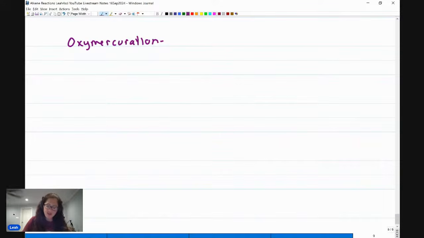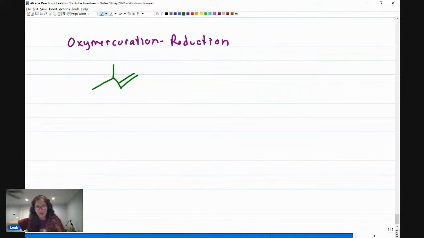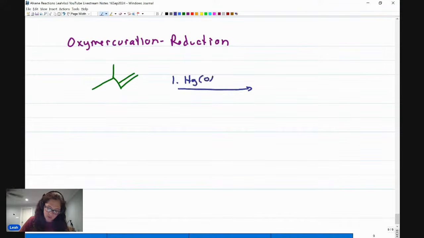And this is oxymercuration-reduction because the second half of the reaction is a reduction reaction. We'll start out with the same alkene with the pi bond all the way at the end. And the mechanism is kind of lengthy. I do cover it in a separate video. Step one, I'm going to react with HgOAc2 in a solution of water. And step two, for the reduction, I'm using a reducing agent, NaBH4. Hydrogen, that's your clue that it's a reducing agent.